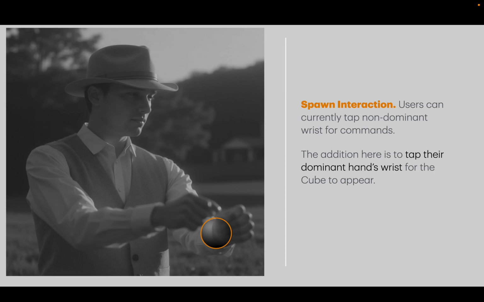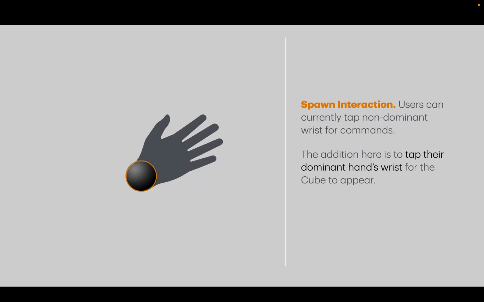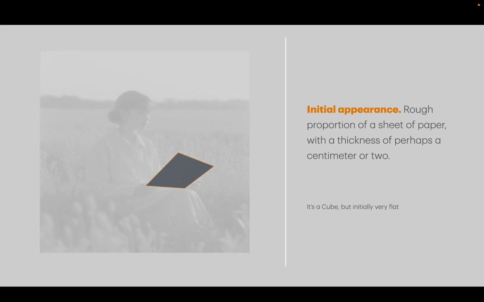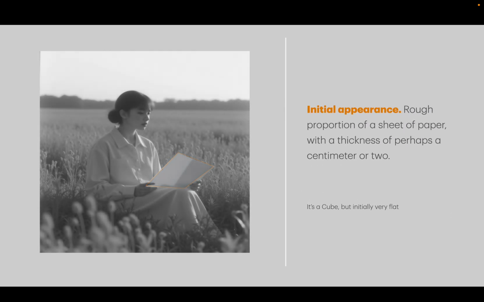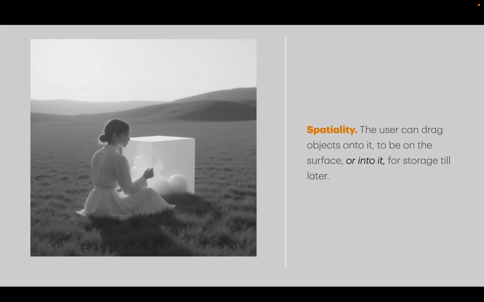So the spawn interaction is based on, currently, you can tap on your left wrist if you're right-handed to make something happen. Currently it's to show and hide commands. What we're suggesting here is adding the ability to tap on your right wrist, which will then show this cube. Now the initial appearance of the cube for the user may very well be more flattened, maybe more like a writing surface, but it can be 3D, 2D, depending on what the user wants. Initially, the user can choose to type with a Bluetooth keyboard or to write on it like a digital tablet.